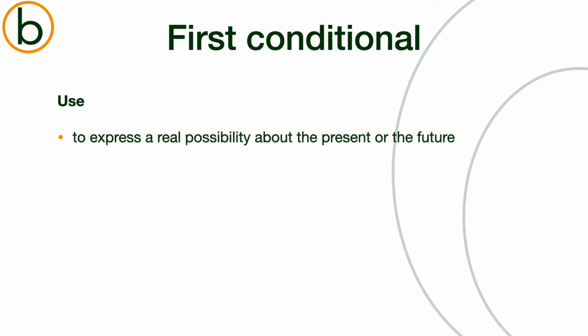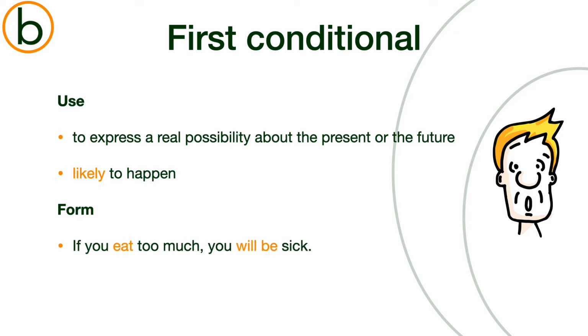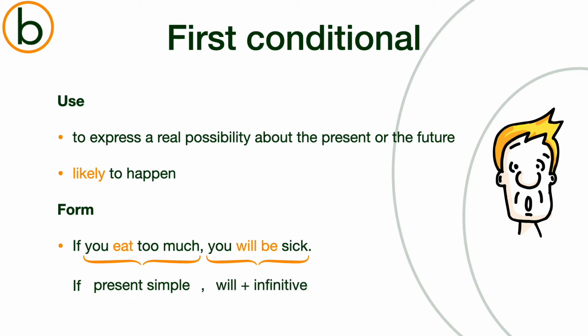The first conditional is the conditional we use to express a real possibility about the present or the future. We are not certain, but it's very likely something will happen. For instance, if you eat too much, you will be sick. We're not 100% certain that you will be sick, but there is a really big possibility. If we look at the sentence, we have the if clause that starts with the if and has a present simple in it. And the second part uses a will plus infinitive. It uses a future tense. So that's the first conditional.